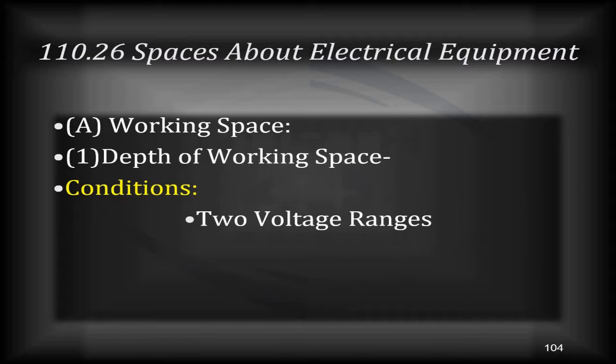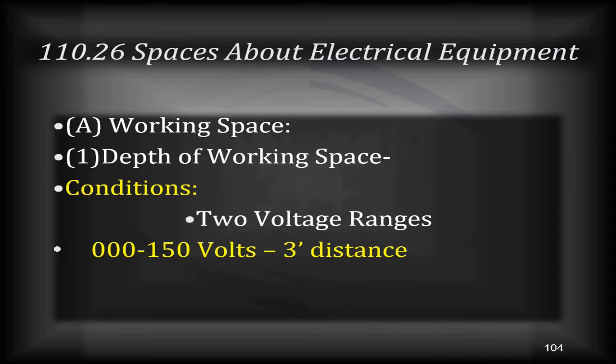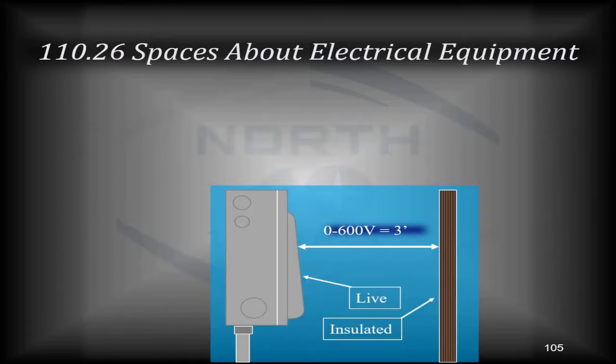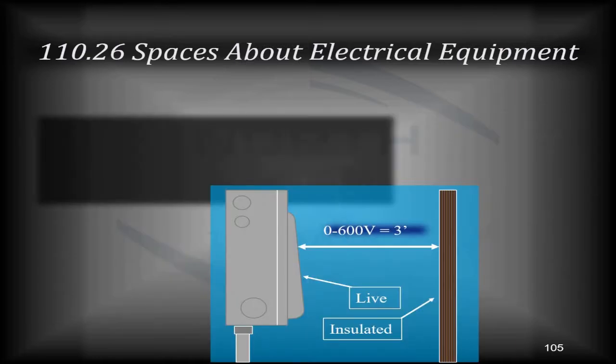Now, what I'm talking about here is, if you were to look at that chart again, and we'll explain it with a picture here in a moment, it doesn't matter whether it's condition 1, condition 2, or condition 3. 0 to 150 volts is still going to maintain 3-foot distance. However, if it's 151 to 600 volts, those conditions change the distance between the two devices. This is what we're talking about.